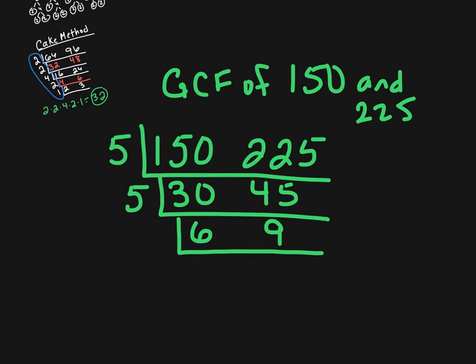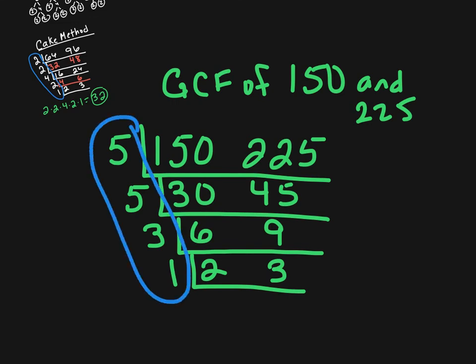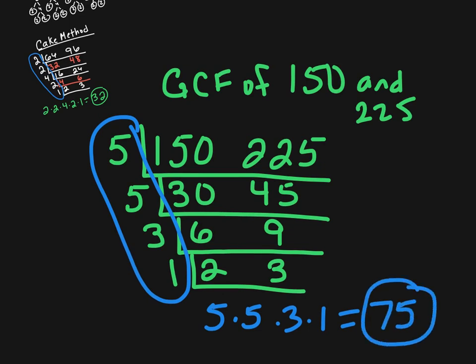Now when I look at 6 and 9, I know that 6 can be broken into 2 and 3, and 9 can be broken into 3 and 3, so I can pull out a 3, leaving me with 2 and 3. So now my GCF is 1. I'm going to multiply these numbers on the outside. 5 times 5 times 3 times 1. So 5 times 5 is 25, times 3 is 75. So the greatest common factor of 150 and 225 would be 75.